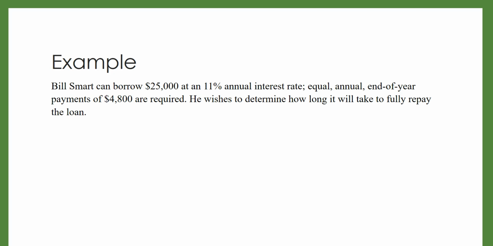So let's do another example. Bill can borrow 25 grand. He can borrow it at 11%, making equal end of year payments of $4,800. How long will it take him to fully repay the loan? So let's draw a timeline.